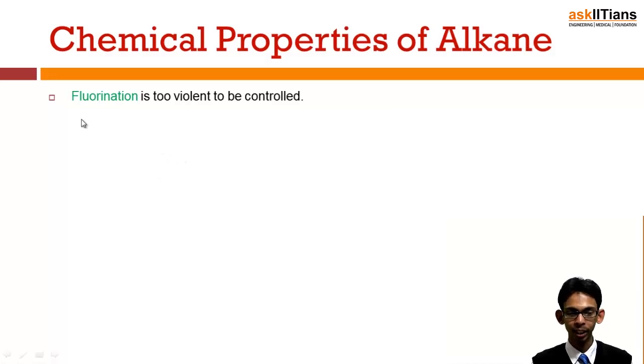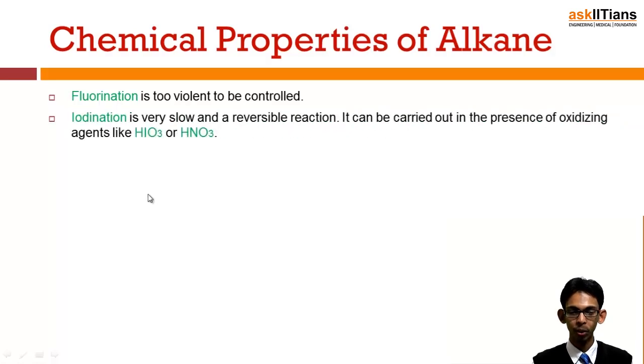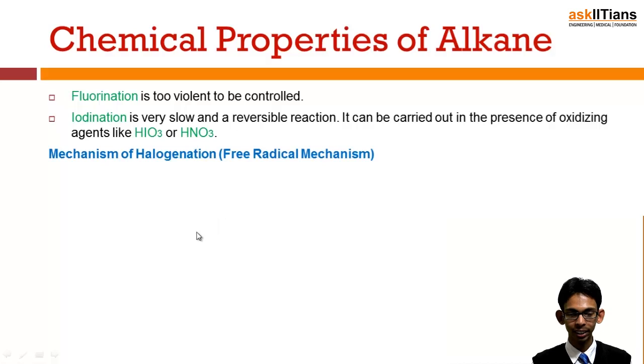But actually the fluorination is too violent to be controlled. Fluorine is so reactive that the reaction of fluorine with alkanes is uncontrolled. While iodine is the least reactive, it is very slow and it is reversible in nature. So it can be carried out in the presence of oxidizing agents like HIO3 or HNO3 only. Okay, so now let's have a look at the mechanism for halogenation.